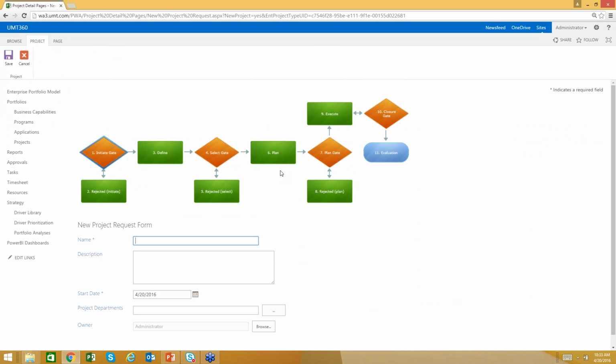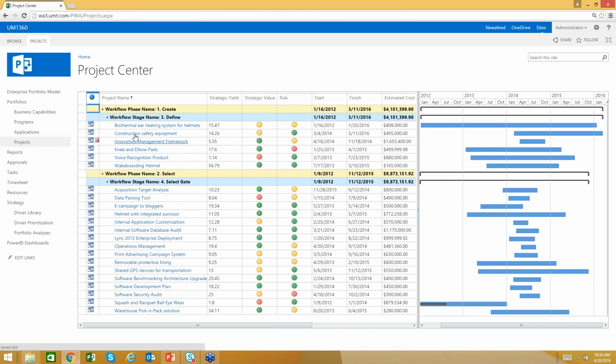It's going to be governed by this workflow. I can simply submit this form here, and that request will start to be subjected to the governance controls that you define within the system. What I'm actually going to do is open up a request that's in the define stage, which is the high-level business case, before we move into portfolio selection, which is the select gate. So I'm going to open up this project here.